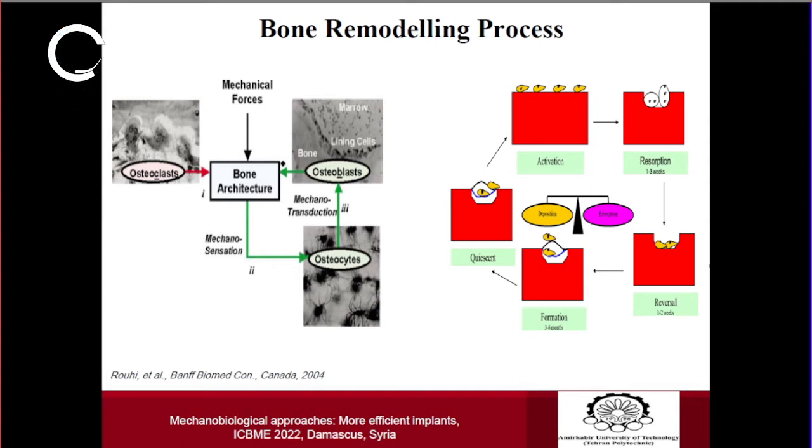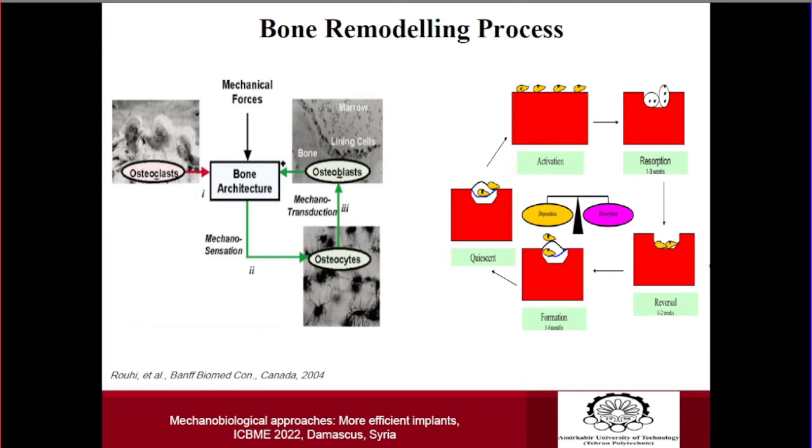In the figure on the left-hand side, you apply load on a piece of bone. You can see osteocytes, mechanosensors. They sense the mechanical stimuli, then send appropriate signals to the actor cells, to osteoclasts and osteoblasts. Simply speaking, please look at the figure on the right-hand side.